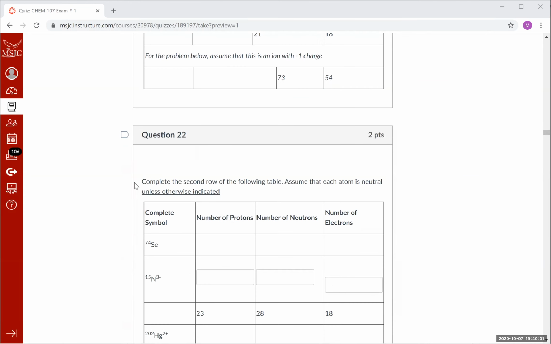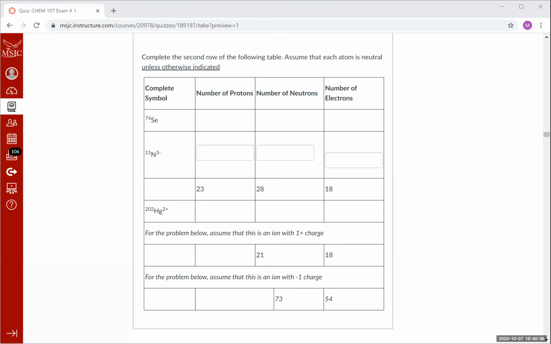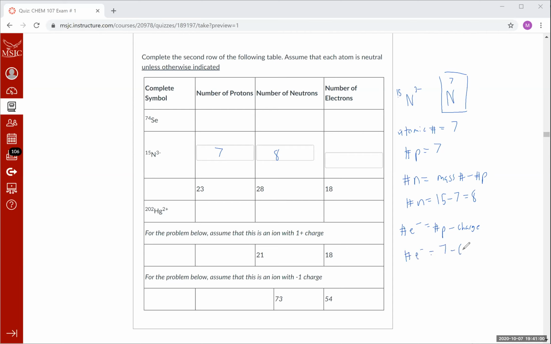Perfect. So let's look at the next portion of this isotope notation review. In this case, we're given that we have nitrogen 15, 3 minus. Looking at our periodic table, what is our atomic number? 7. Yep, exactly right. Nitrogen has an atomic number of 7. So for our number of protons, we'd have 7 protons. Thinking about our neutrons, we get our mass number minus the number of protons, which gives us 15 minus 7, which would be 8. Then for our number of electrons, we take the number of protons minus the charge, which gives us 7 minus negative 3, which gives us 10 electrons.